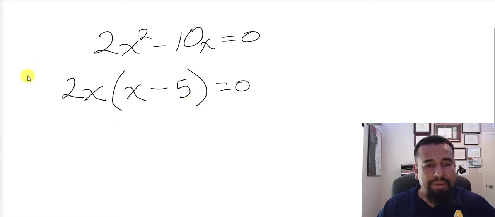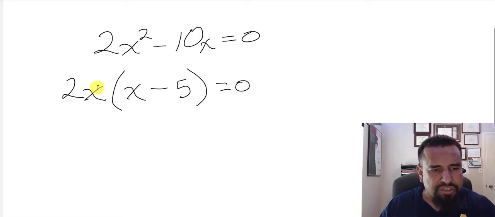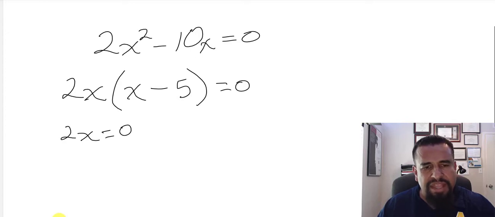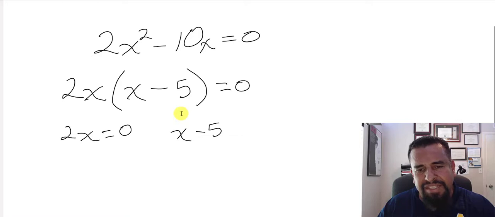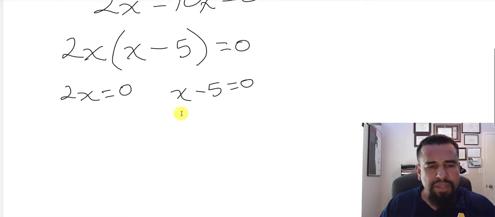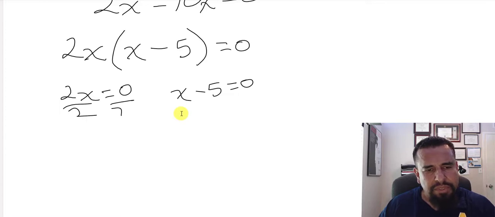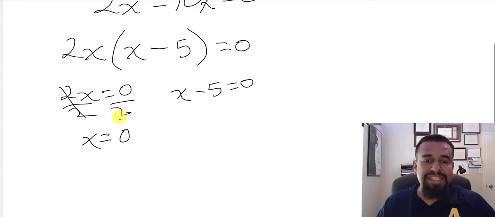So now simply all you have to do is take the front, the 2x, because remember, this whole thing is set equal to 0, right? So I'm going to take the 2x that I factored out, and I'm going to set this equal to 0. Then I'm going to take what's inside the parentheses, x minus 5, and I'm going to set that equal to 0. So right now, just to solve this, you divide both sides by 2 to get x by itself, and x equals 0 over 2, which simply equals 0.